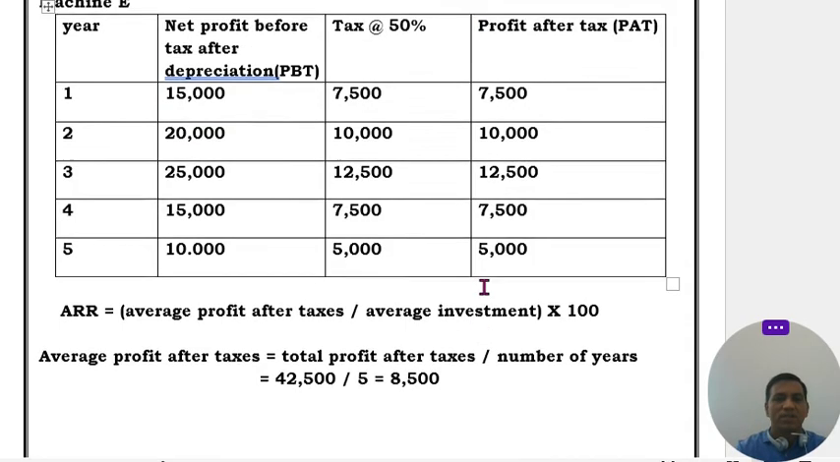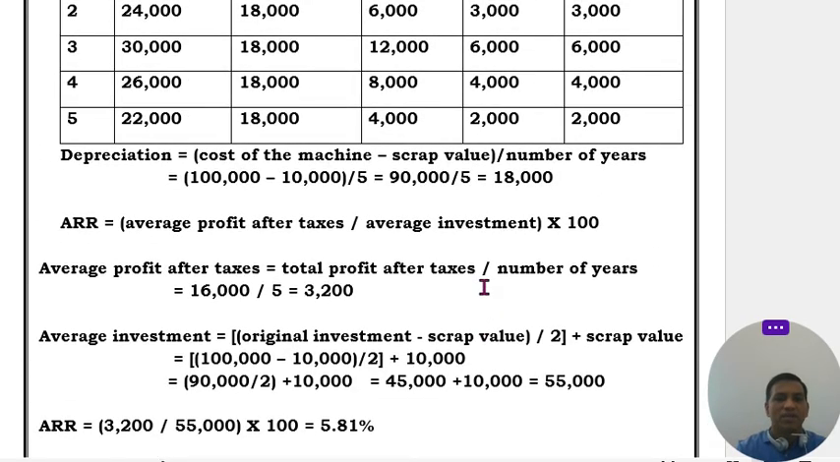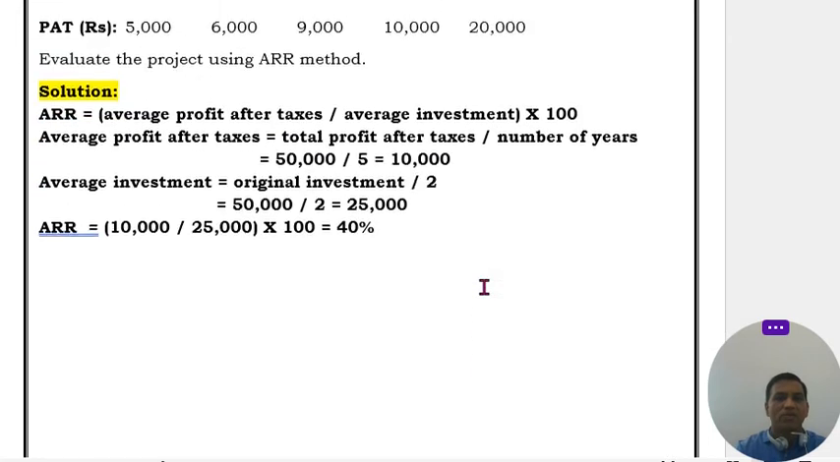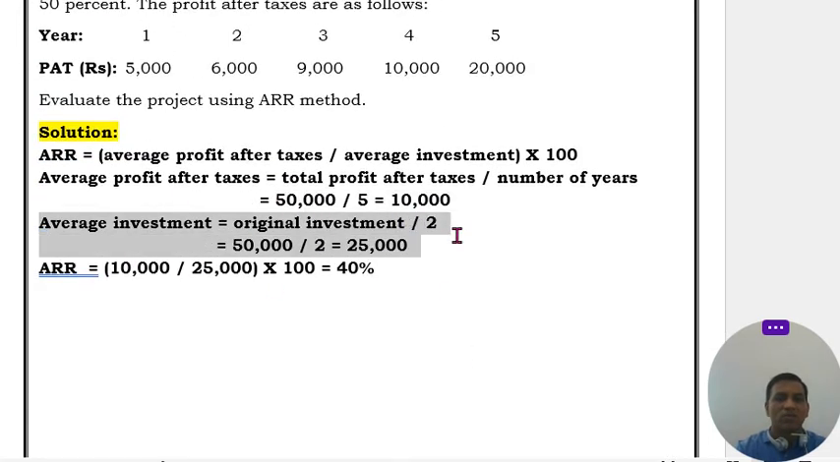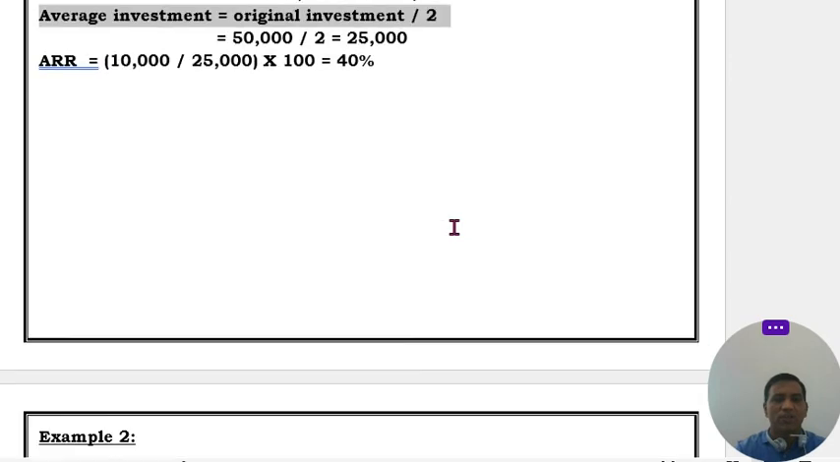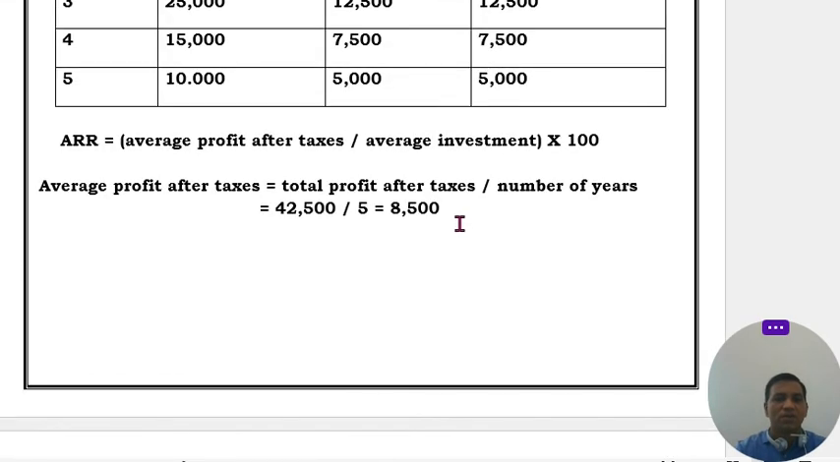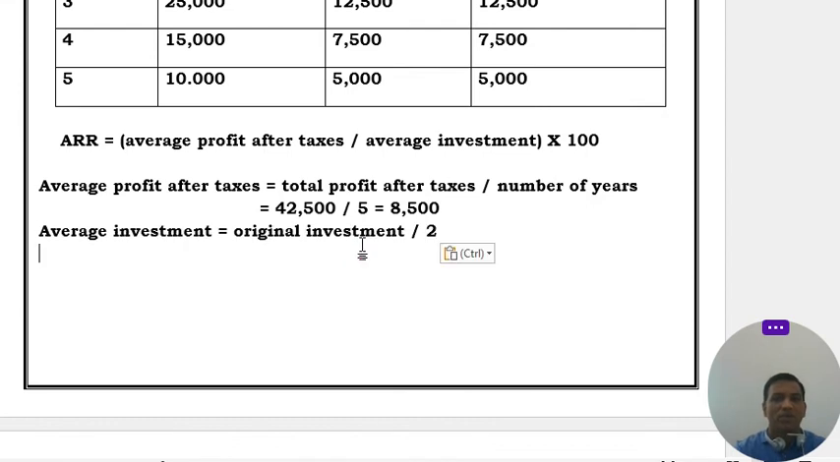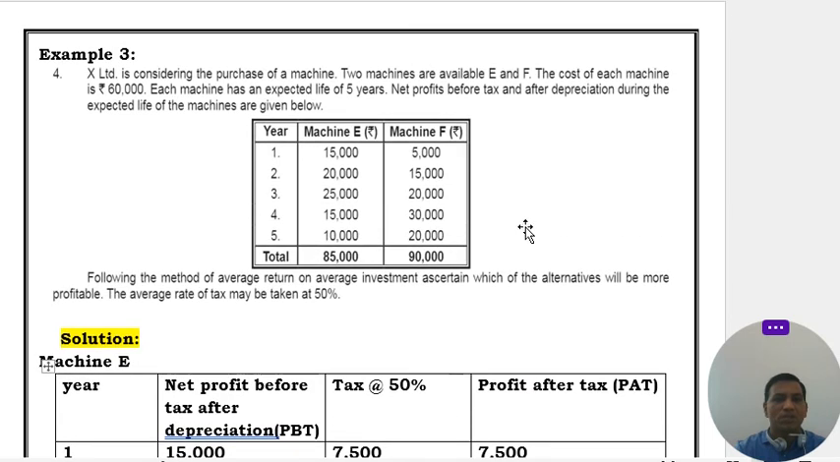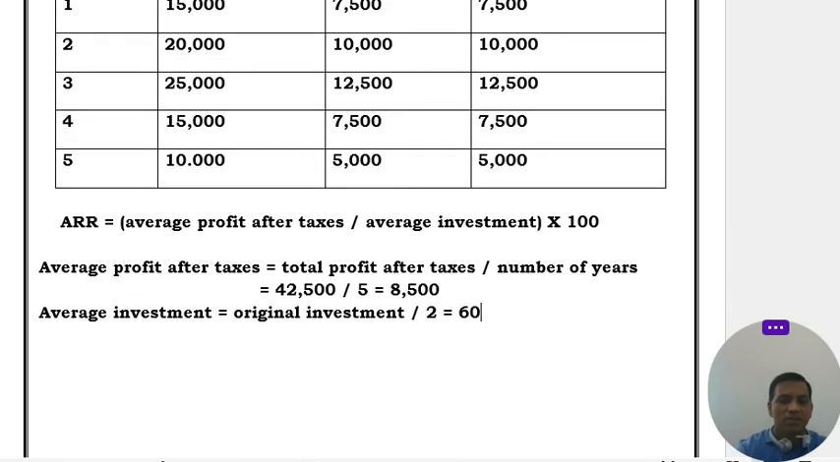What about the denominator? Average investment. Do you have any scrap value here? No scrap value, nothing. So direct formula. What is the direct formula? Average investment is original investment divided by 2. What is the original investment cost? Each project 60,000. 60,000 divided by 2 equals 30,000.